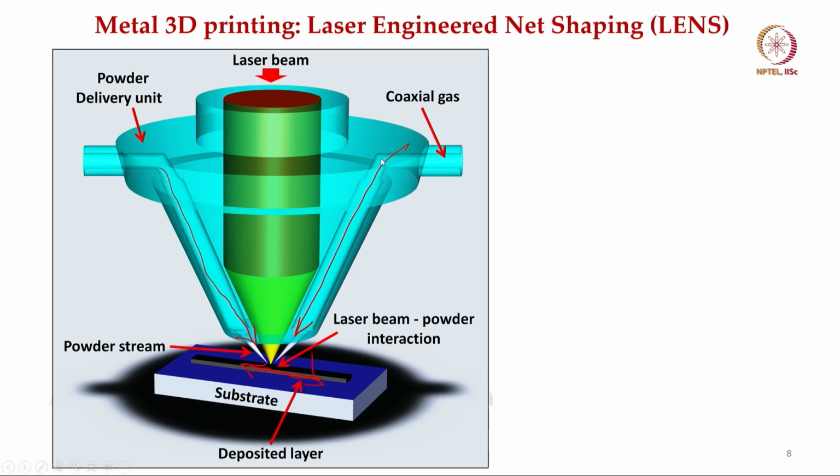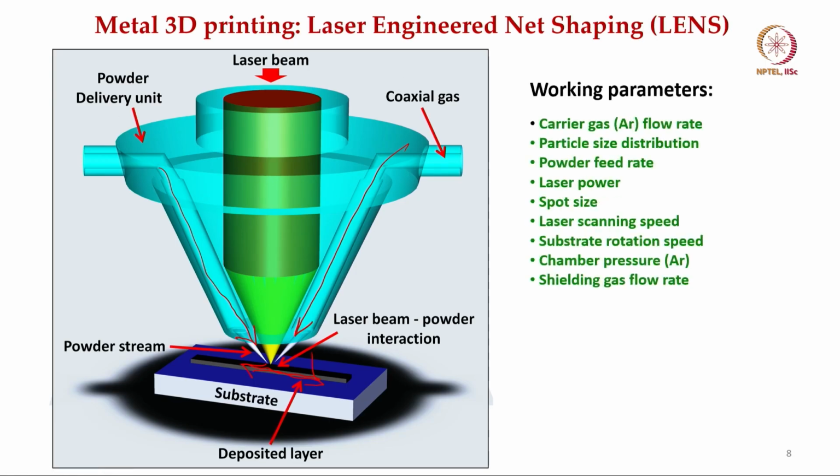And this gas must be inert gas, because we are handling metallic materials. So, carrier gas argon, particle size distribution, particle feed rate, these are important. Laser power is also important, and spot size is also important. Now, laser scan speed, like what is the scanning rate, and then substrate rotation speed. If you want to rotate the substrate, I will show one such case.